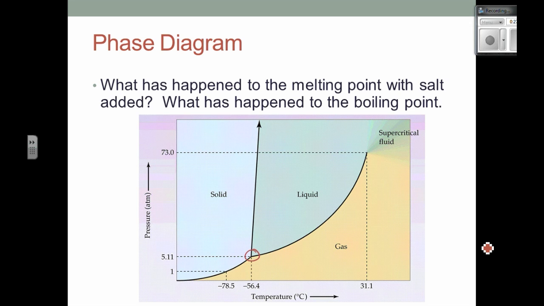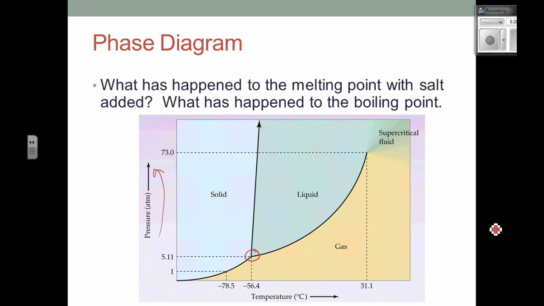Now in our heating and cooling curve, we had a constant pressure, right? Now here, we can change our pressure, and we can change our temperature. So at that point right there, we have solid, liquid, and gas occurring at the same time. So that means we have some molecules that are gas, some that are liquid, and some that are solid.